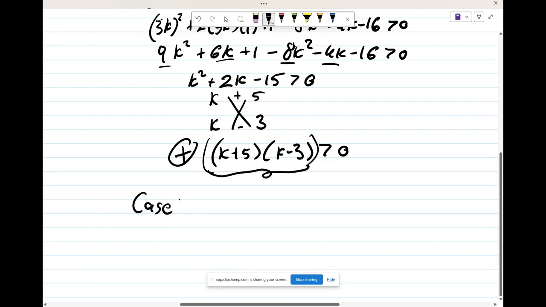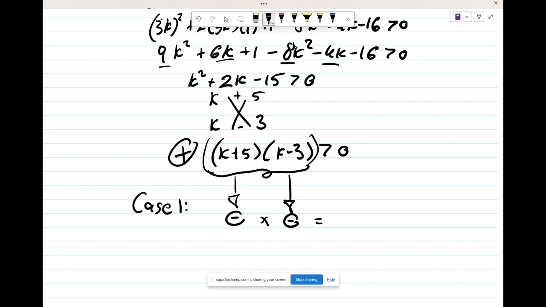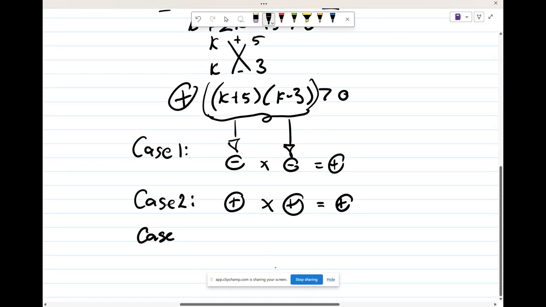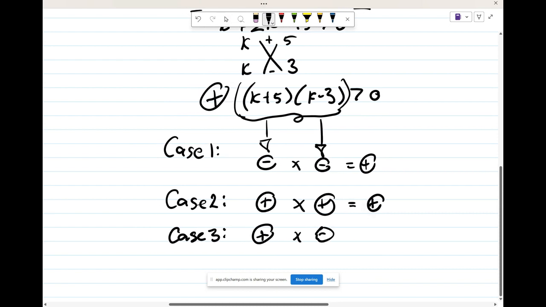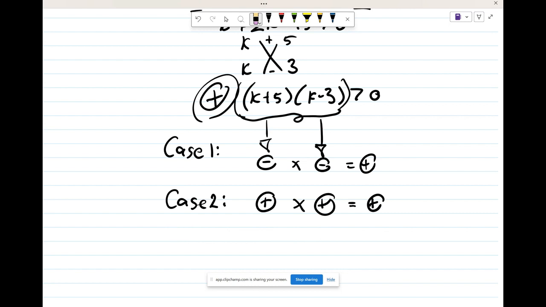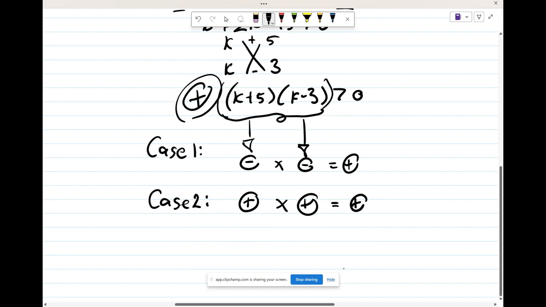Case 1, if this one is negative and this one is negative, then a negative times a negative is positive. And case 2, first one is positive and the second one is positive, and then a positive times a positive is a positive. If we had another case where this one was positive and this one was negative, that wouldn't work because a positive times a negative is a negative, and we want the whole thing to be positive. So any case where they're different from each other wouldn't work. So we only have two. They're either both negative or both positive.